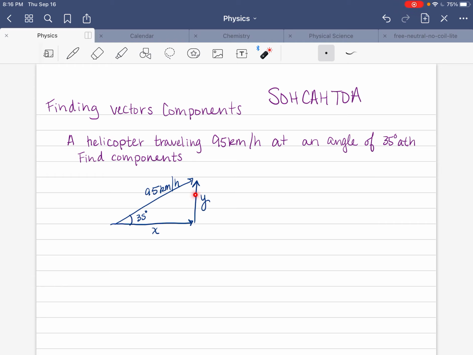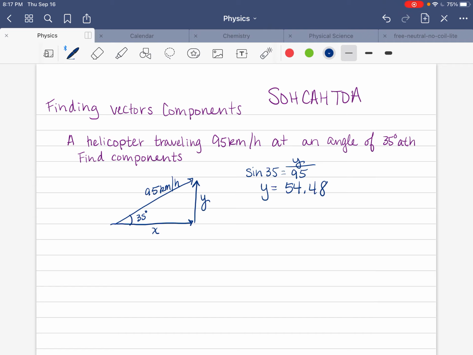To start, we'll start with the y component. It's opposite of our angle, so we're going to use SOHCAHTOA, or sine, in order to solve for that. Sine of my angle 35 degrees is equal to opposite, which is y, over my hypotenuse, which is 95. I'll multiply both sides by 95 in order to get our y side to be 54.48.